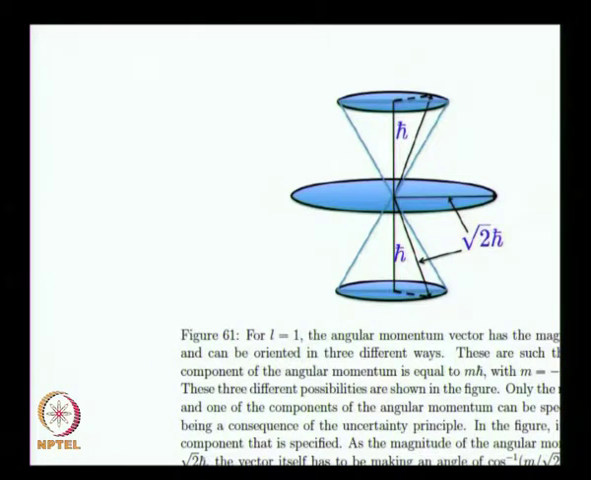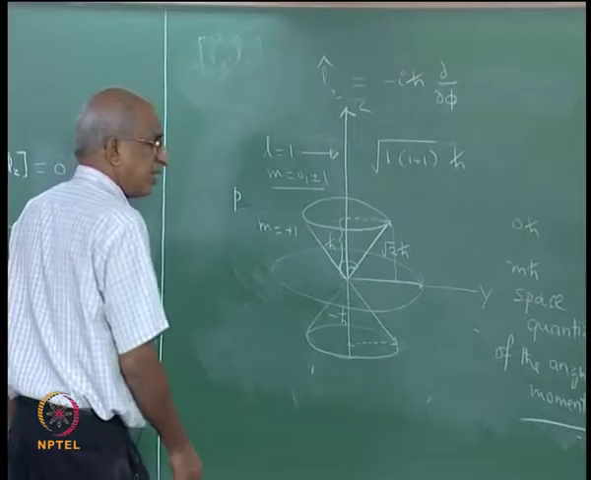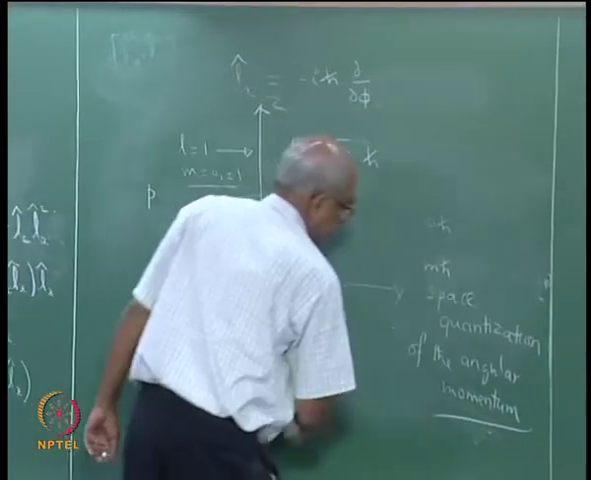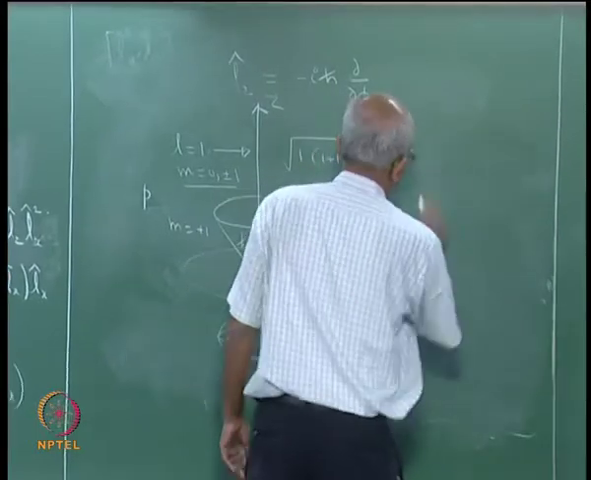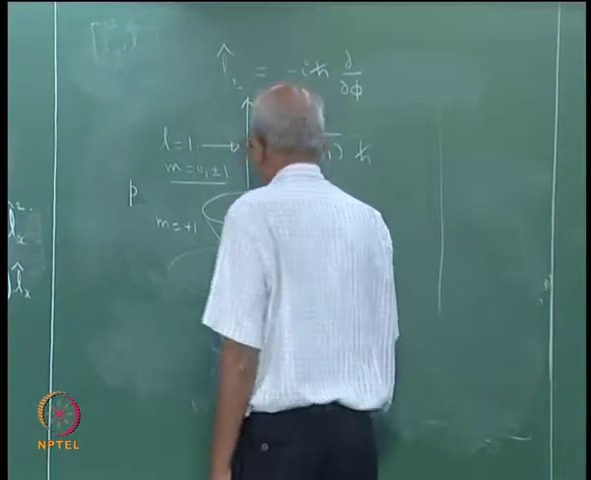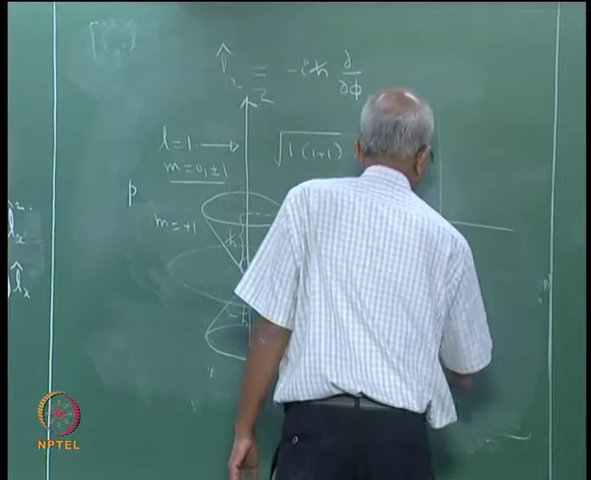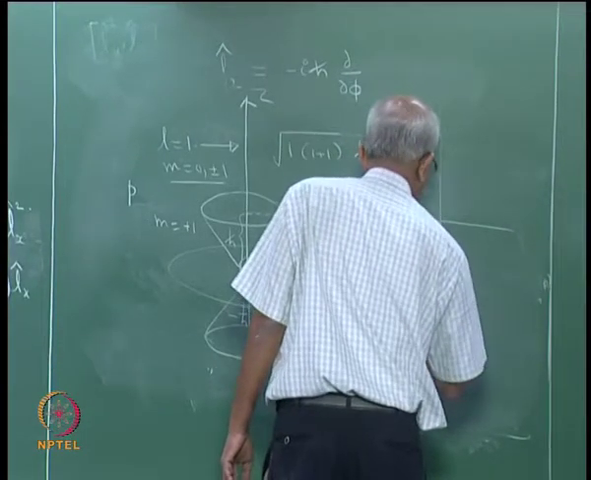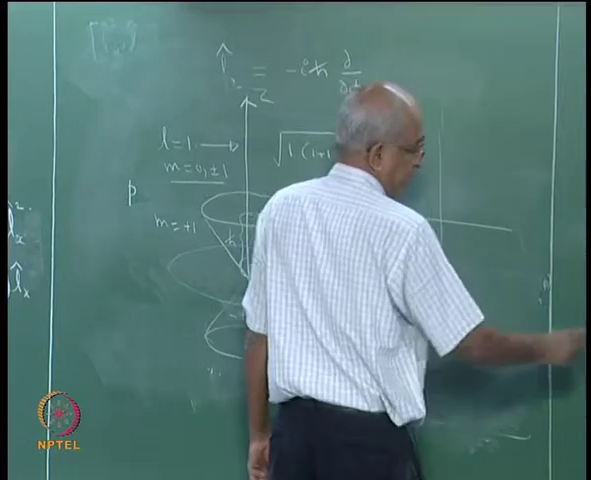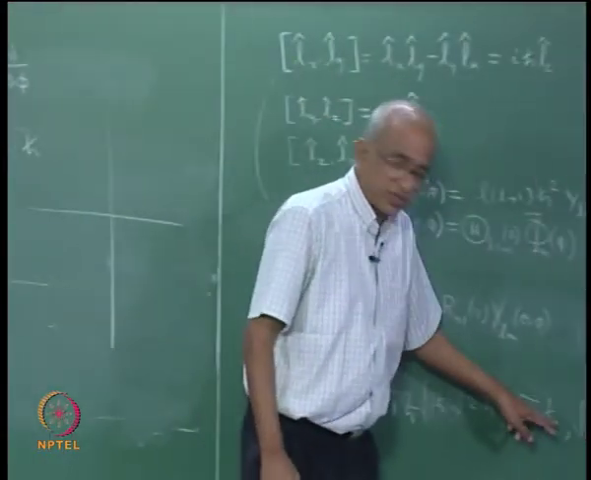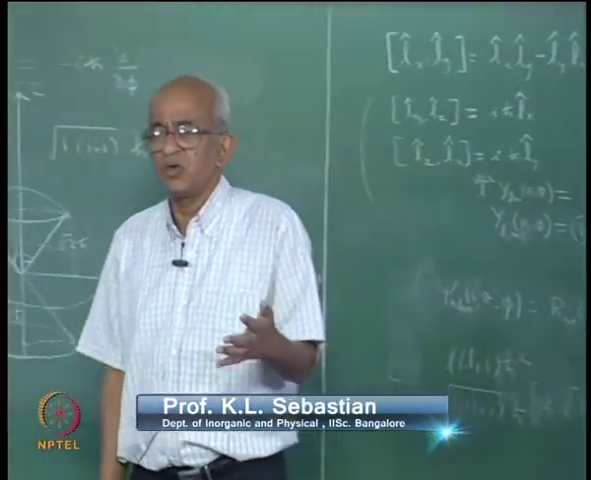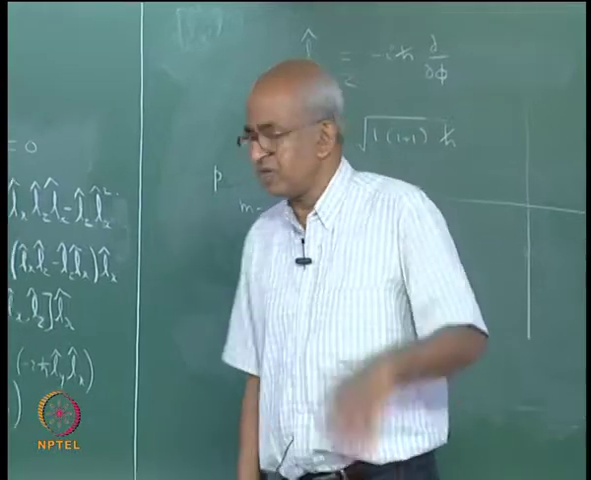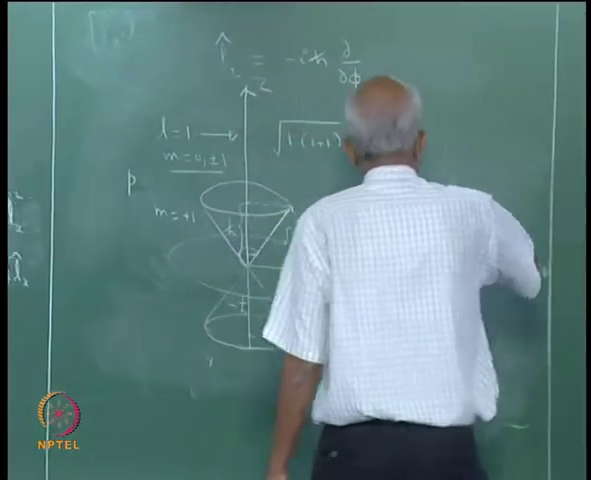Similarly, if you like, you can worry about other states. Suppose you had L equal to 2, what will happen? It is quite simple. Let me draw another figure very quickly. The length of the angular momentum vector will be root 6 times h cross. If L is equal to 2, the values of m can be 0, plus or minus 1, plus or minus 2, 5 different values. So I would have 5 different orientations.